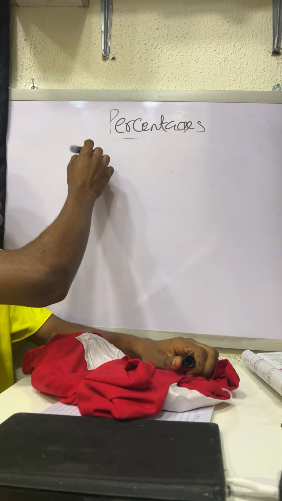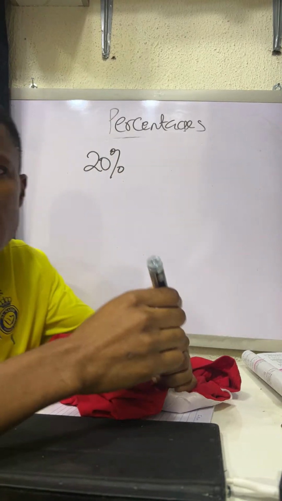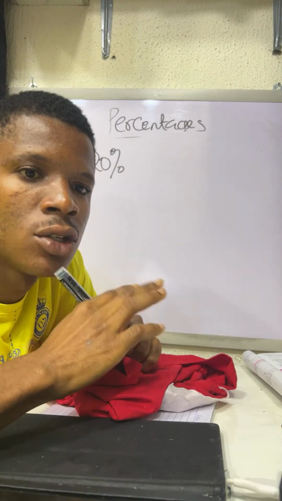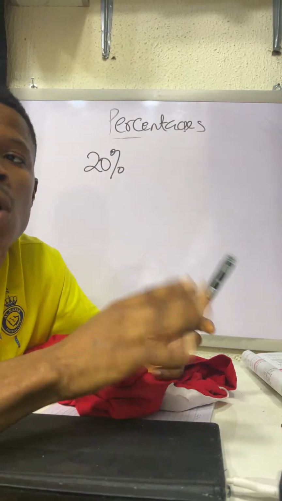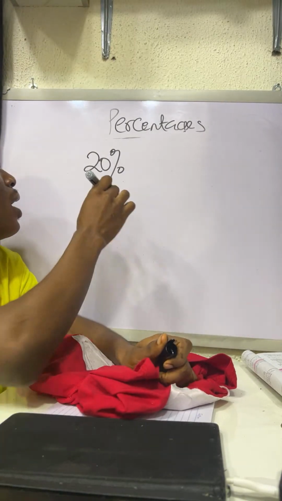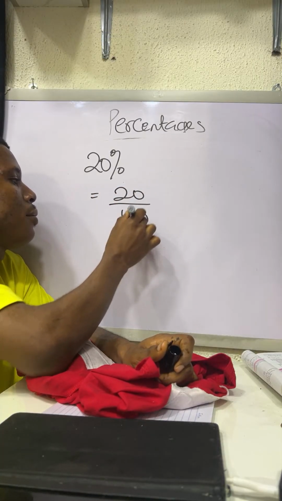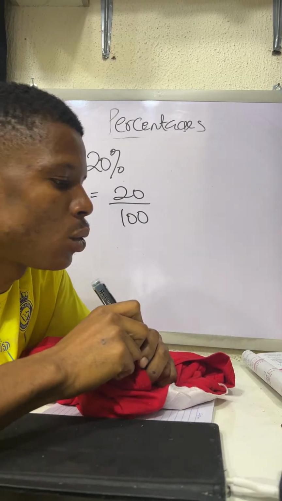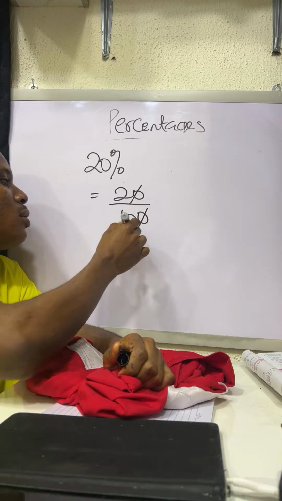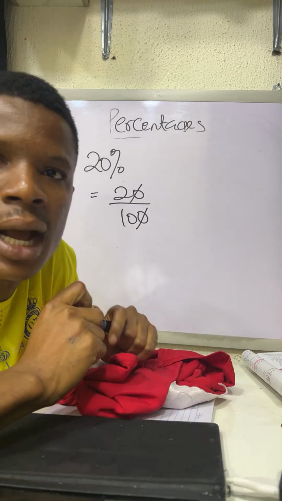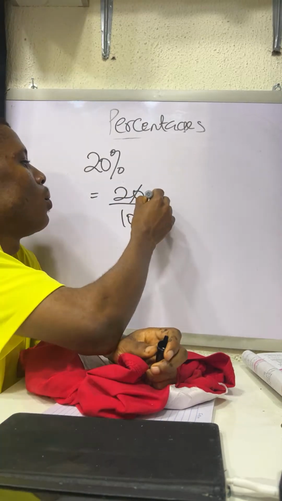Let's say we are told to convert 20% to a fraction. How do we convert 20% to a fraction? It is also simple. When you have 20, this is 20 out of 100. So when you have 20 out of 100, you cancel out the zeros. If you cancel the zeros, you've actually divided by 10. So what is left?